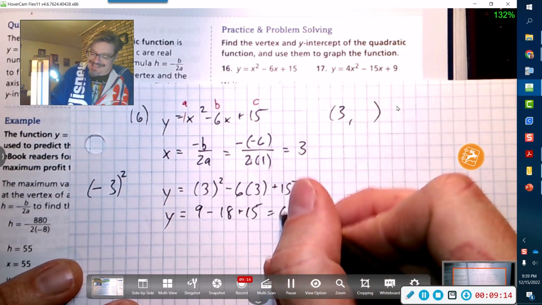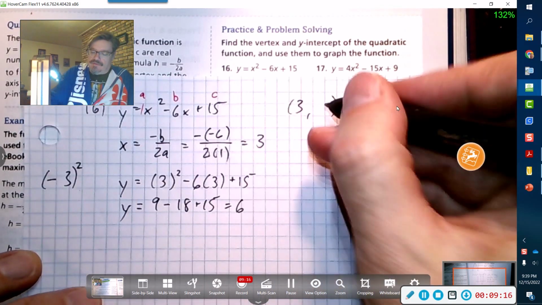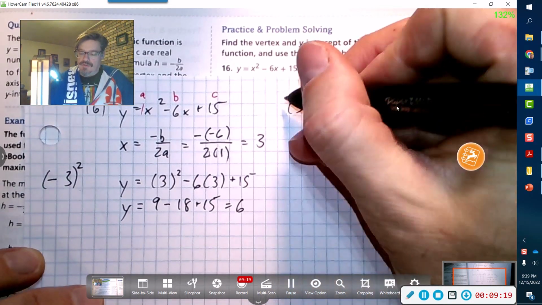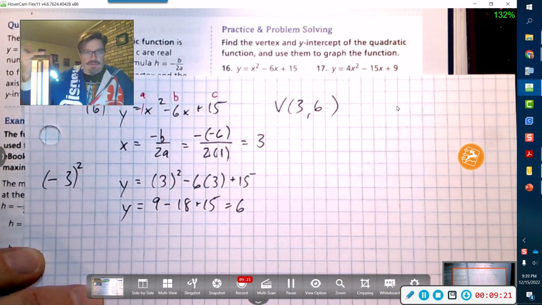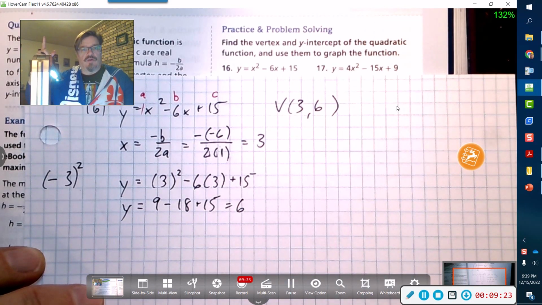I'm getting 6. All right, so there's our vertex. So we'll just label that with a capital V. I know what you're talking about. Everybody else is going to know what you're talking about.